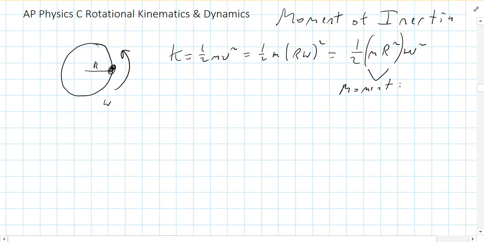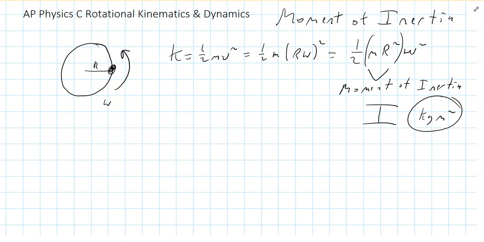Moment of inertia. The letter that we use for moment of inertia is a capital I. The units are kilograms times meters squared. That's our units.